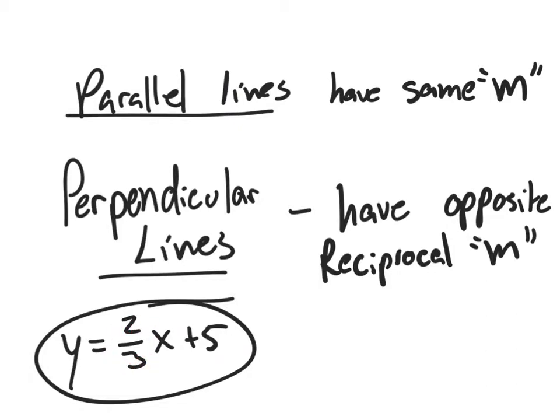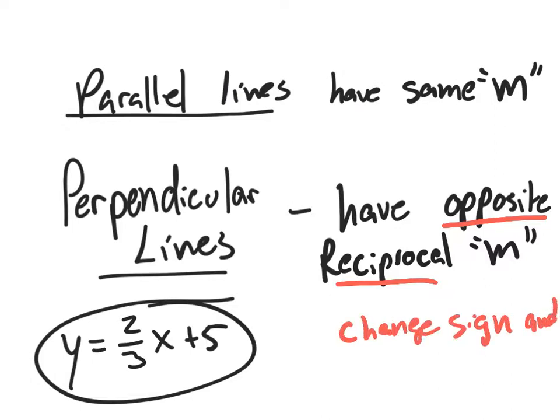Okay, so I need you guys to understand. Parallel means same m value. Perpendicular means opposite reciprocal m values. Okay? You need to write that down somewhere because it's already there, but if you write it, it'll help you understand it. It'll help you memorize it. Parallel has the same m value. Perpendicular has opposite reciprocal. Now, if you're like, what does opposite reciprocal mean? Then maybe you could just say change sign and flip fraction. So if you have a changed sign and a flipped fraction, then that's your perpendicular slope.